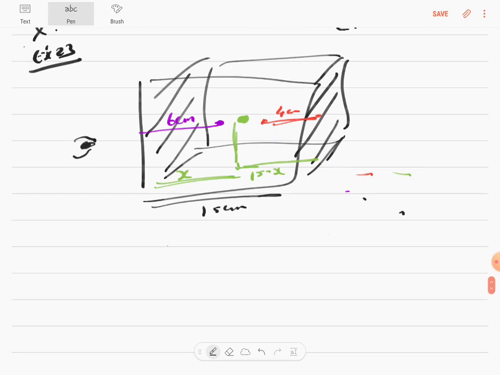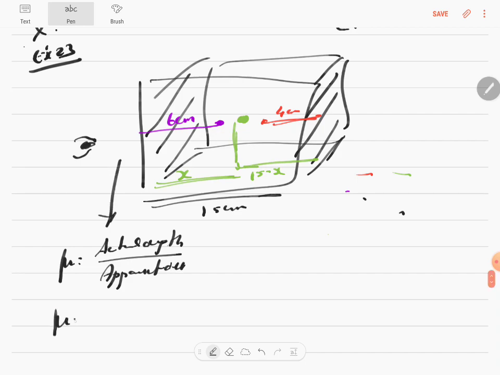And you know the refractive index we want to find is actual depth by apparent depth. Let's look at this face. The refractive index is actual depth by apparent depth. You don't know the actual depth, so you consider it as x. But the apparent depth at that face is 6 centimeter. Now let's look at this face. The refractive index is the actual depth, which is 15 minus x, by the apparent depth, which is 4.